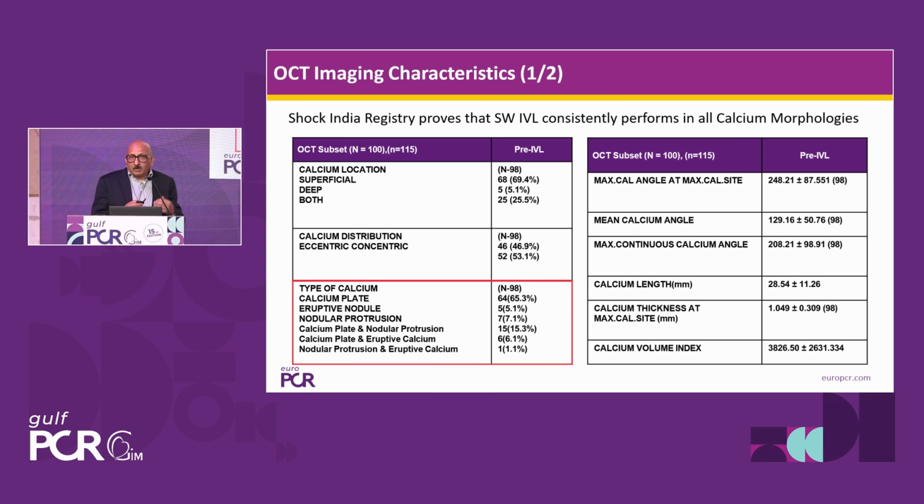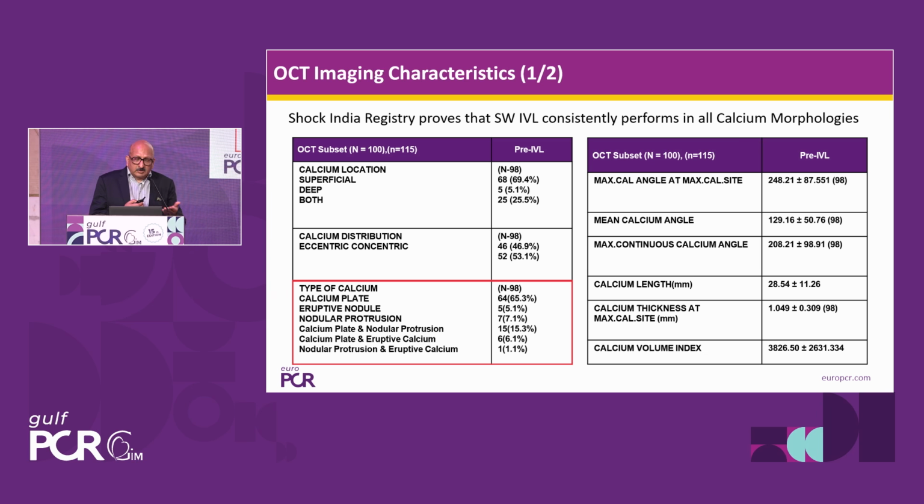The second is, what kind of calcium can we treat? As you can see here, half of our patients had concentric calcification and half had eccentric calcification. So all kinds of calcification. And then some discussion about the nodular protrusions. With nodular protrusions, we initially thought that probably Shockwave may not be effective, but we saw in the study that it was effective in this subset of patients also.